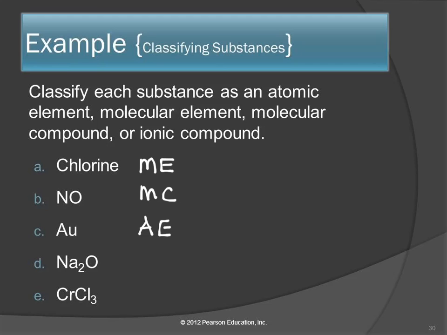Na2O. Element or compound? Compound. Ionic. Why? It's got a metal in it. Ionic compound. How about CrCl3? That's going to be a compound, right? Got to find Cr on the periodic table. It's a metal. So that's going to be ionic.